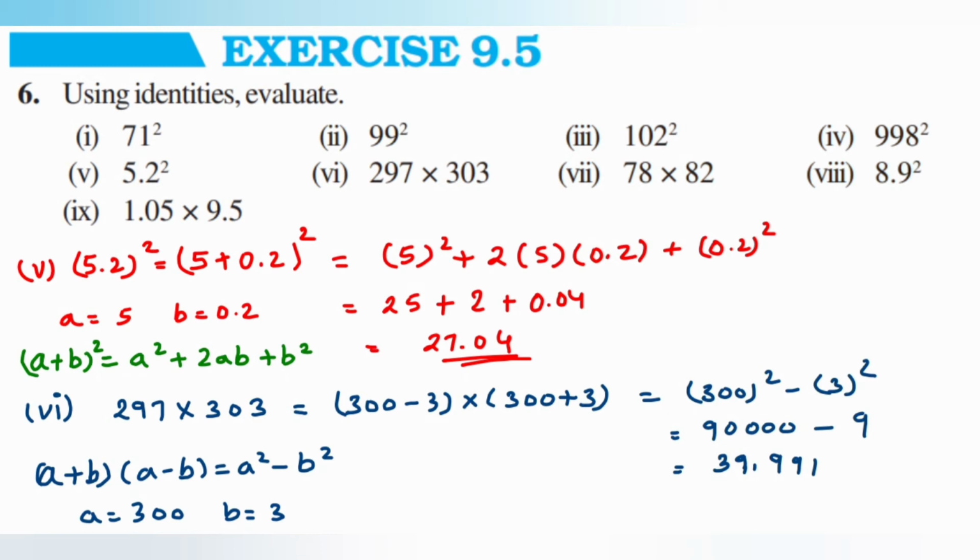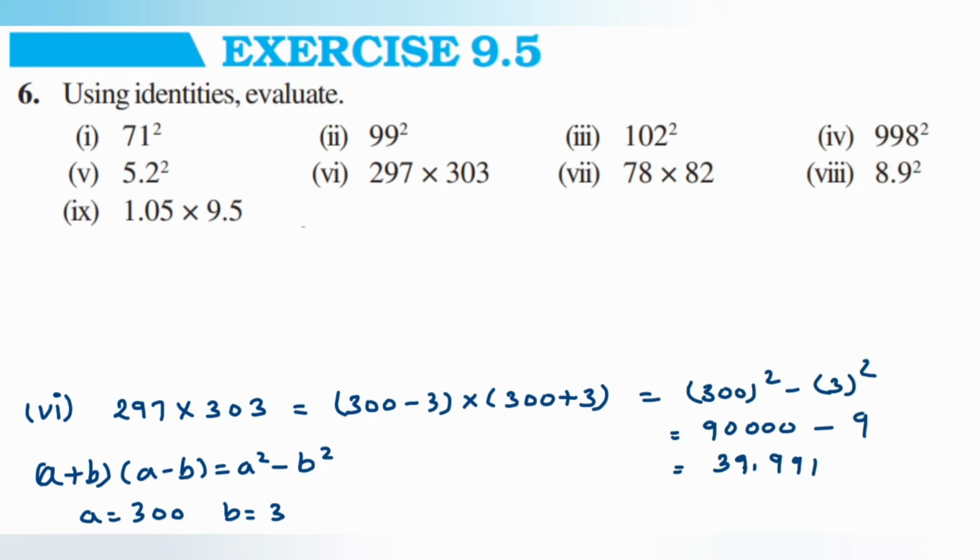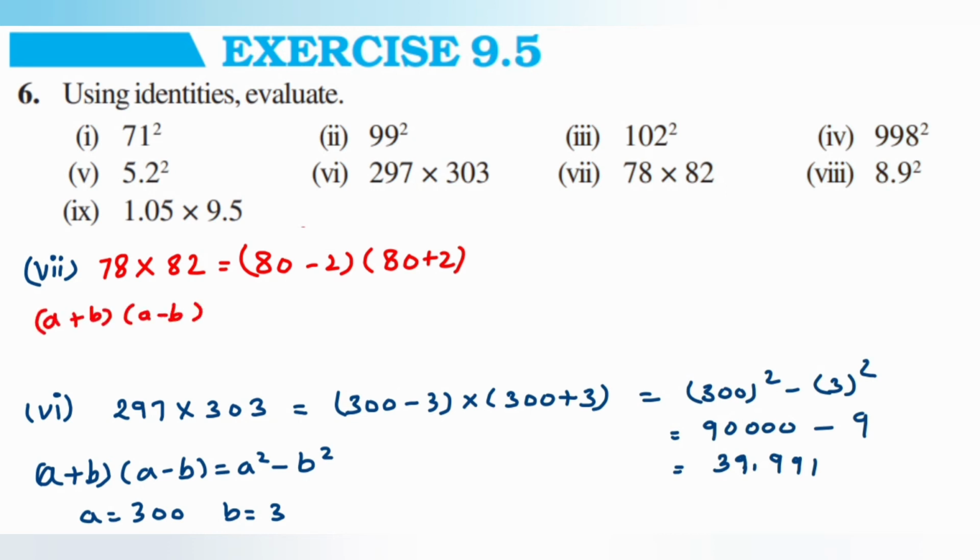Now we'll go to the seventh question. The seventh question is also the same thing. We have to use the same identity. Okay, it's 78 multiplied by 82. So I guess you can understand why we're taking the third identity. Here we can write 78 as 80 minus 2, and we can write 82 as 80 plus 2. So you can see it's like (a plus b) into (a minus b), right? So (a plus b) into (a minus b) is equal to a square minus b square.